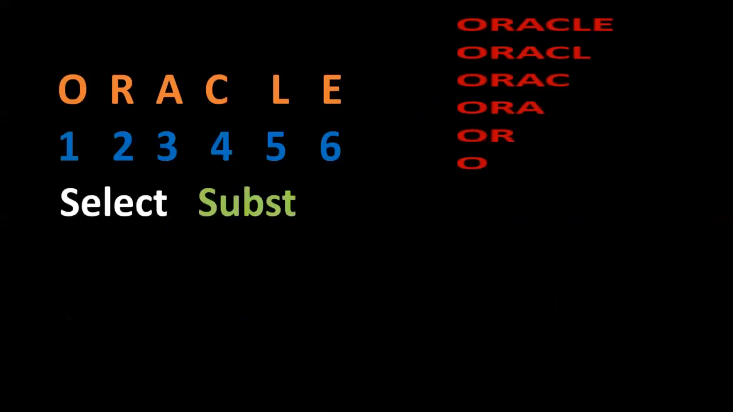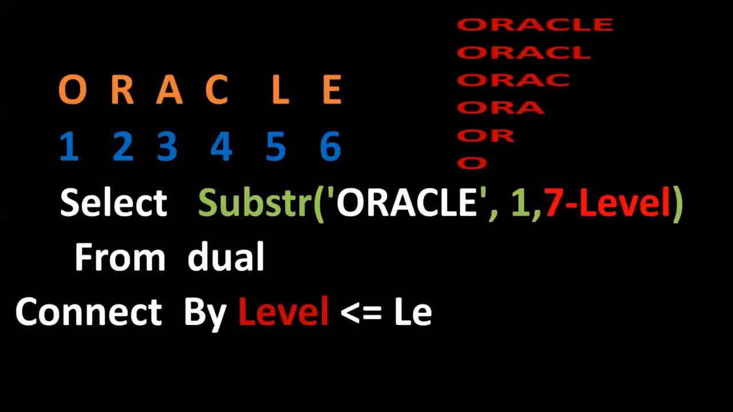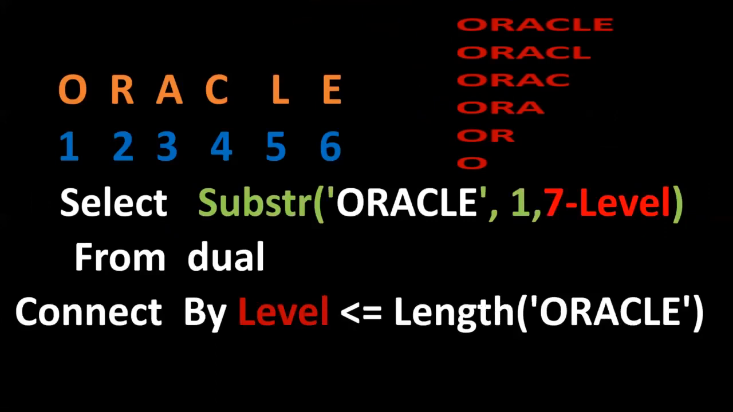This is one more pattern. Starting position is fixed and the ending position is varying. So by subtracting from the level, we can get the required output. So 7 minus 1, 6 characters can be extracted from first position. In a similar way, as level increases, the values are getting reduced.